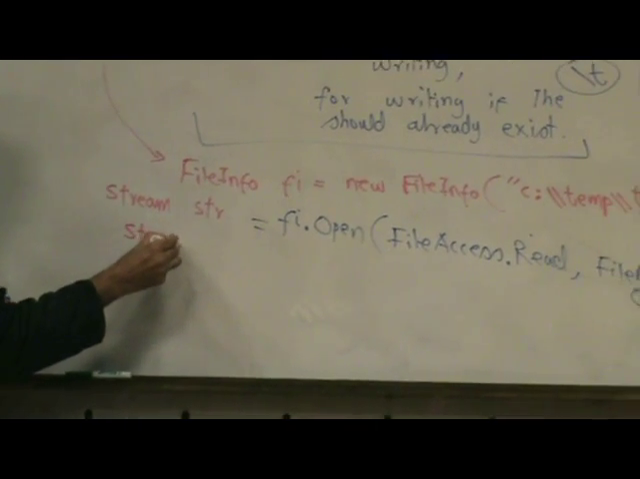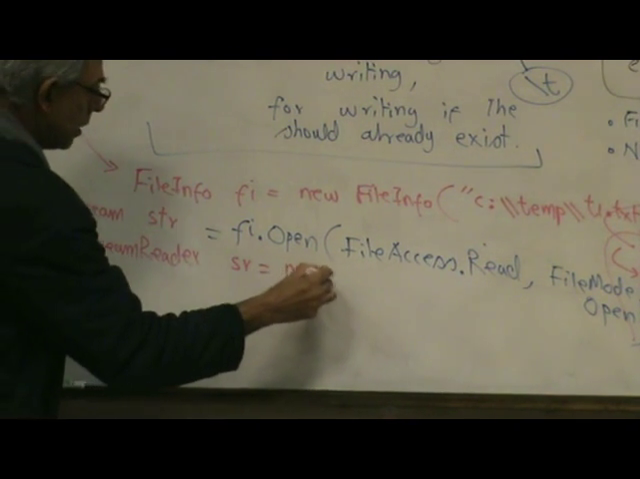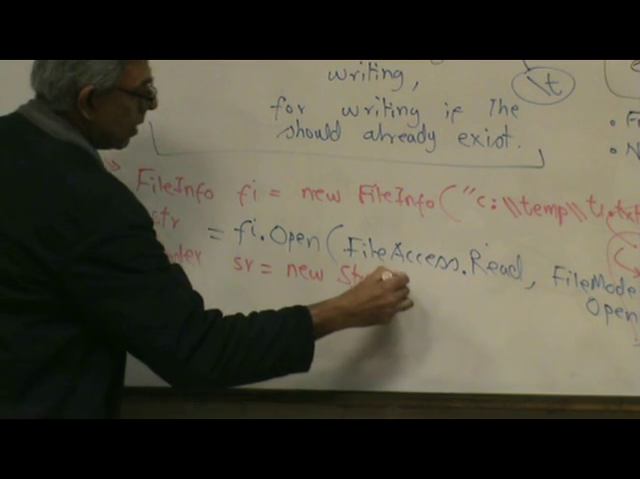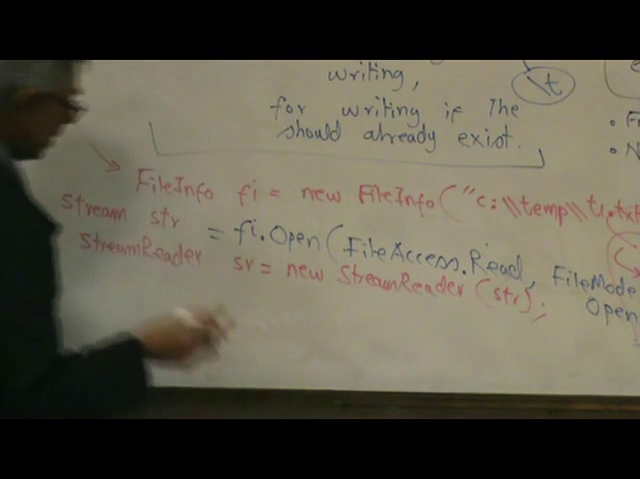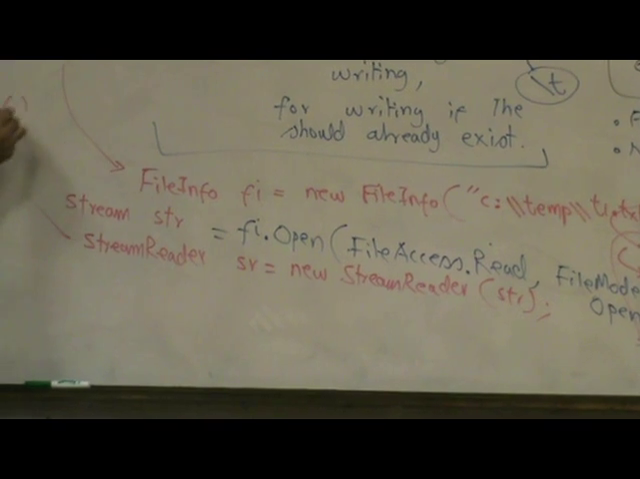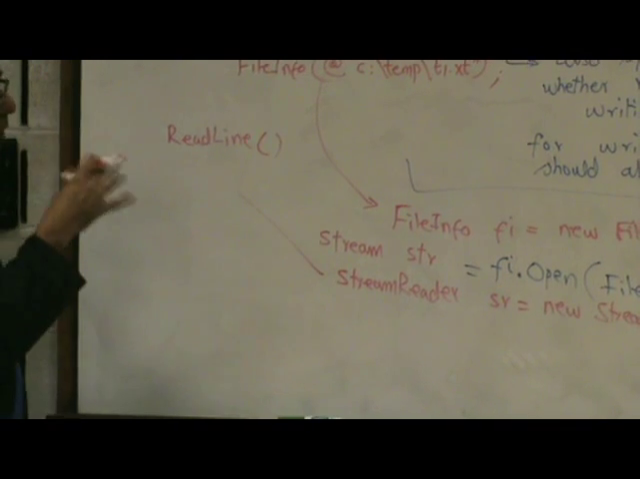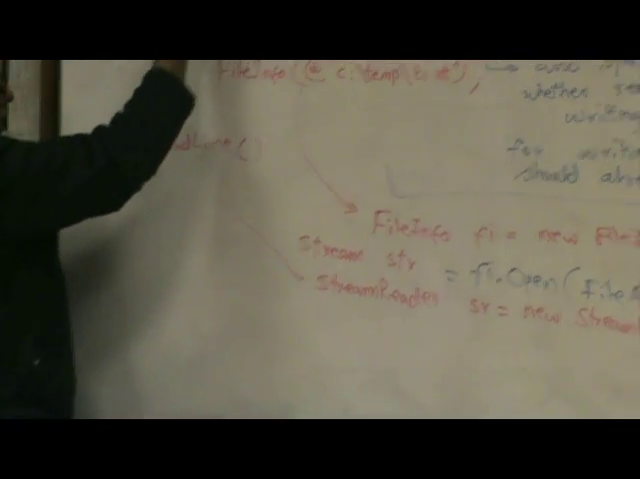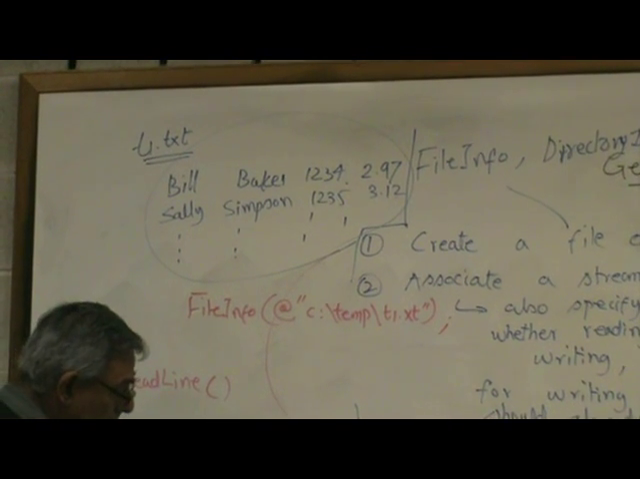So, StreamReader sr equal to new StreamReader(str), right? Once we have a stream reader, now we have some very easy methods. From the stream reader, we have a ReadLine method. Okay, we also have a ReadToEnd method. So anyway, if you wanted to read each line, and then further process it, your typical code will look something like this.